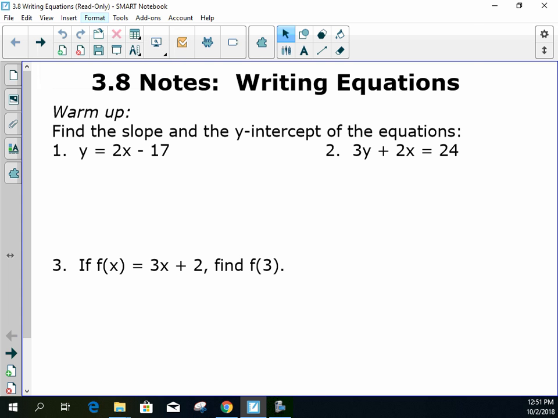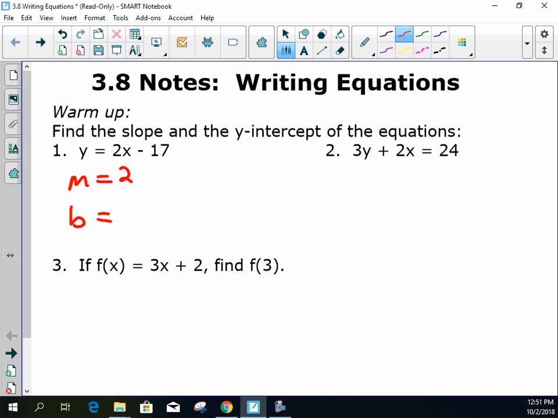3.8, we're going to write equations of lines. We are going to do the warm-ups. I need to find my slope and my y-intercept. My slope is 2. It's the number next to the x, or it could be 2 over 1. Negative 17 is my y-intercept.